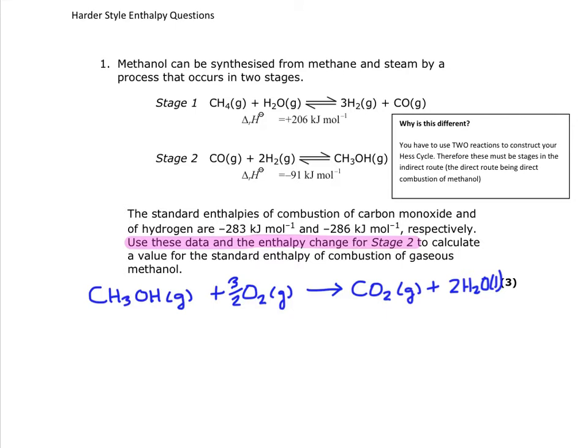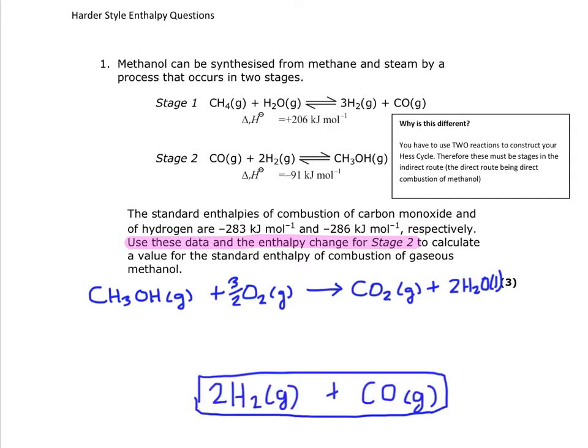It looks like it might be part of this, but if you think about what the question is telling you to do, it even gives you a method. Use these data and the enthalpy change for stage 2 to calculate a value for the standard enthalpy of combustion of gaseous methanol. So at the bottom, instead of specific elements in their standard states or specific combustion products in their standard states, as you'd usually do for enthalpy of formation or for enthalpy of combustion respectively, this time I've put in the values that they've told me to.